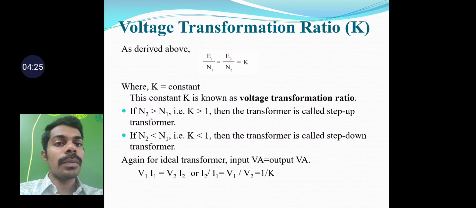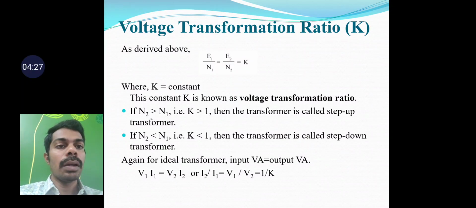Next, we will see the voltage transformation ratio. As derived from the above equation, E1 by N1 is equal to E2 by N2 is equal to K, where K is the constant value which is known as the voltage transformation ratio. If N2 is greater than N1, that is K is greater than 1, then the transformer is called a step-up transformer. If N2 is less than N1, that is K less than 1, then the transformer is called a step-down transformer.